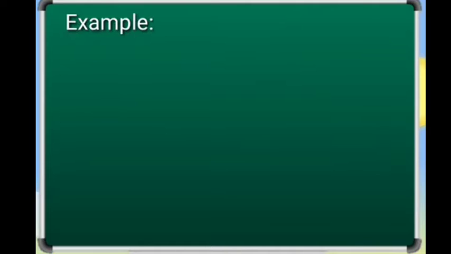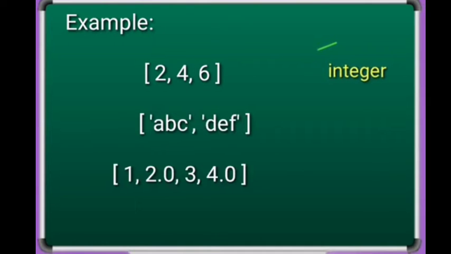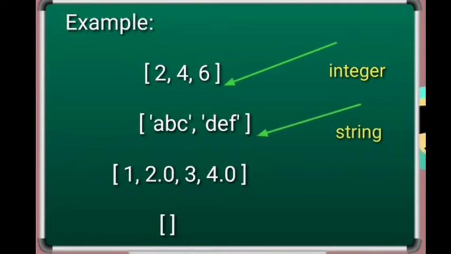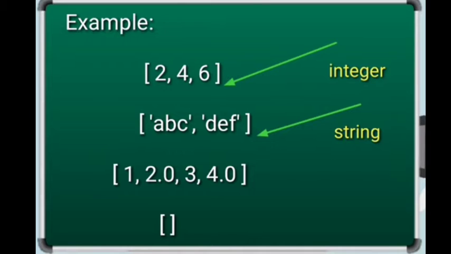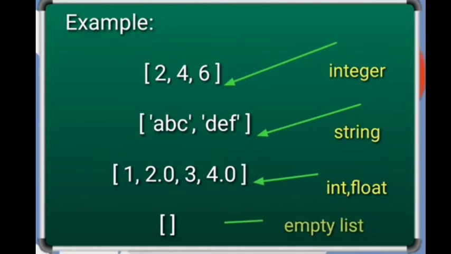Now let us see an example of a list. The first list which I have defined here contains values with integer data type. In the second list I have defined two strings, namely ABC and DEF. In the third one I have used mixed data type items, which include integer and floating data type numbers. And in the fourth one there is no value, which means it is an empty list.